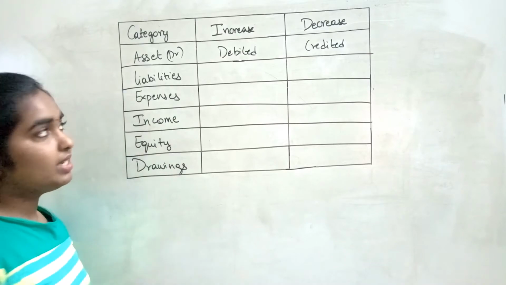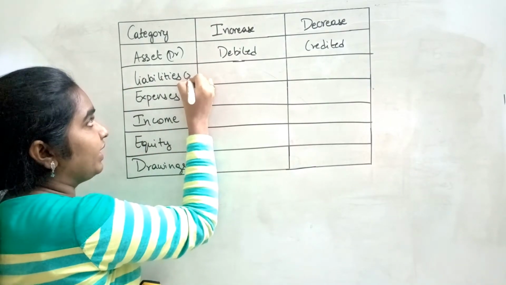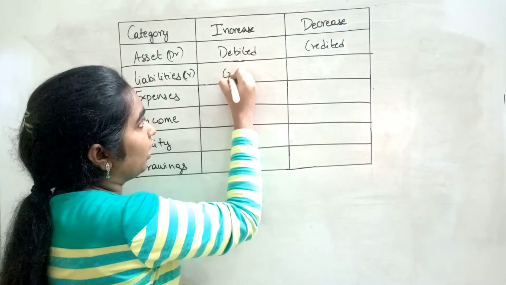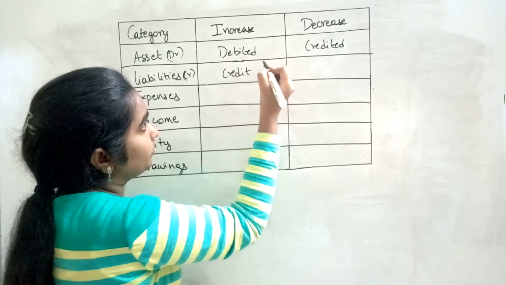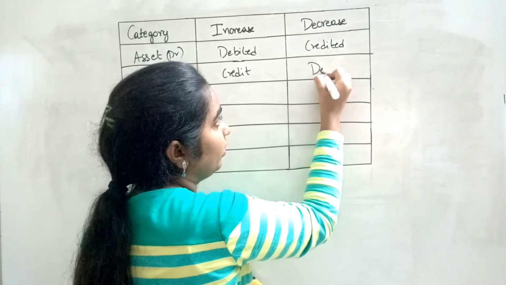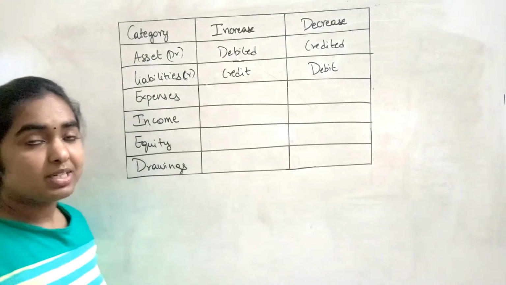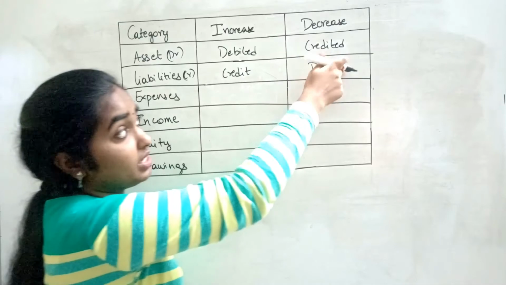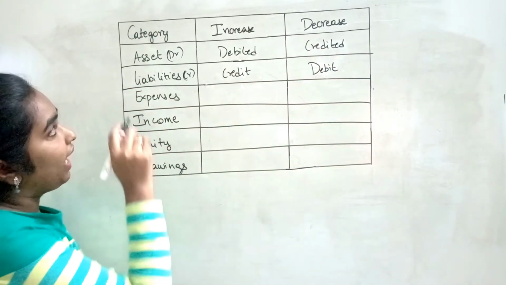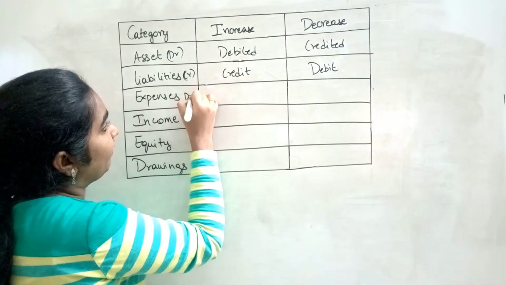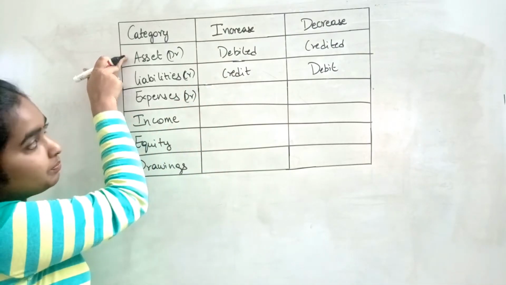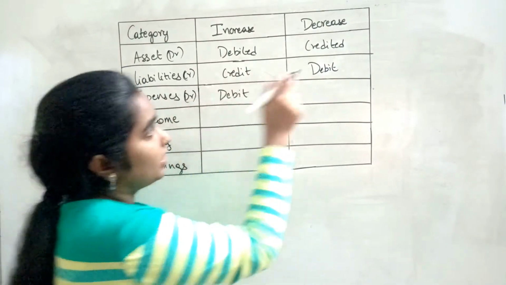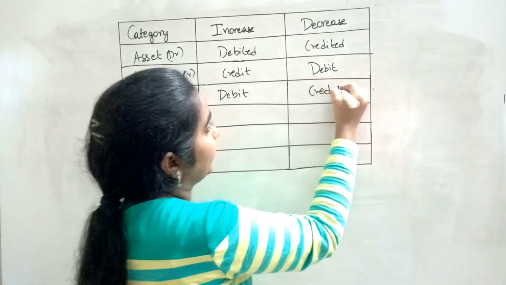And in case of liabilities, it is already having a credit balance, right? So if there is an increase, then we have to credit it. If there is any decrease, then we have to debit it. Remember that the Sham account is there, right? If there is an increase, we are going to credit the account. If there is a decrease, we are going to debit the account. And in a similar way, expense will be having a debit balance. Expense is like asset. If there is an increase, we have to debit it. If there is any decrease, we have to credit it.